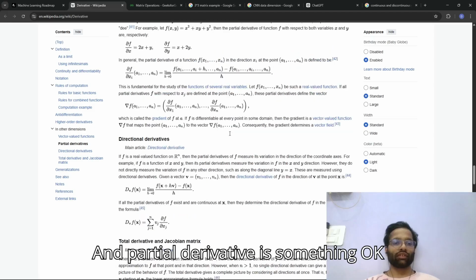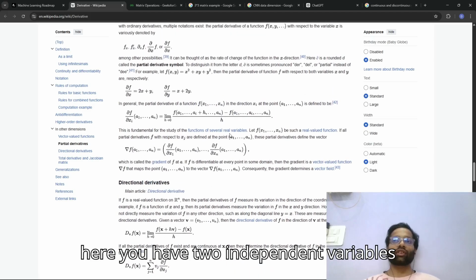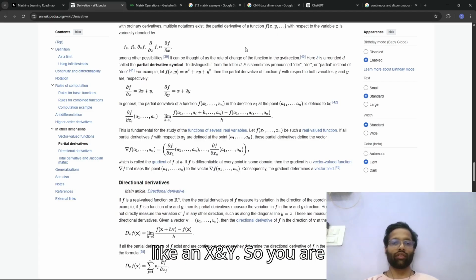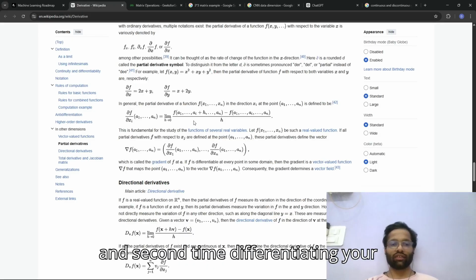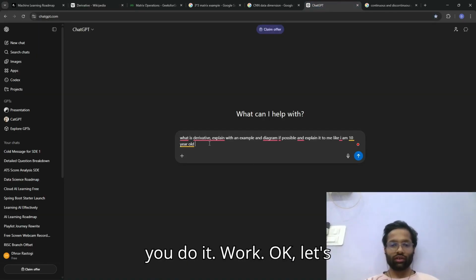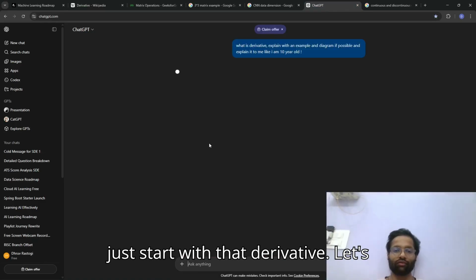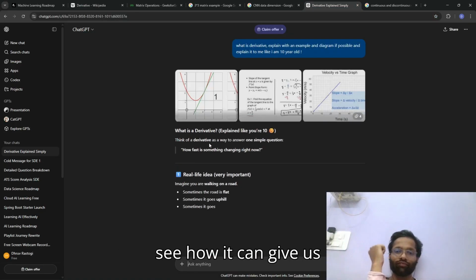Partial derivative is something like this: you have been given an equation. Here you have two independent variables like x and y. So you differentiate the first time based on x, and the second time you differentiate based on y. So that's how you do it. But okay, let's just start with the derivative. Let's see how it can give us something.